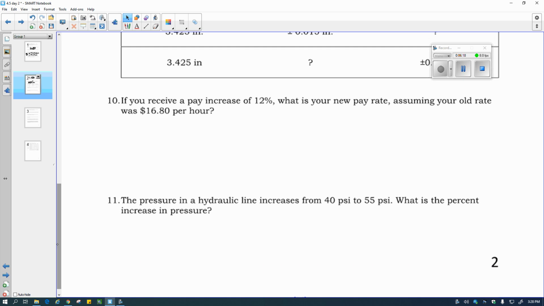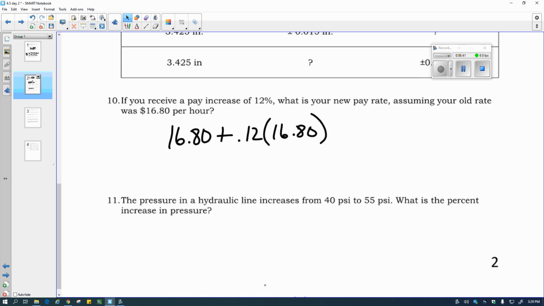Again, just working through a lot of percent problems. If you receive a pay increase of 12%, what's your new pay rate? This is a similar type of problem. Assuming your old pay rate was $16.80 per hour, I'm going to start with my $16.80, and then I'm going to add my increase to this, to get a little different take.